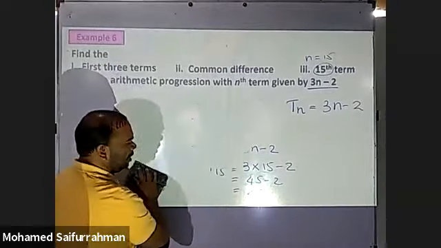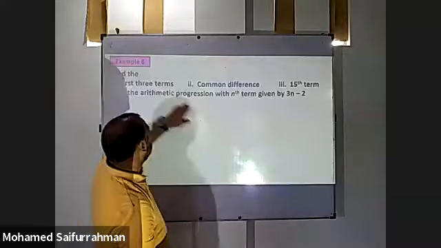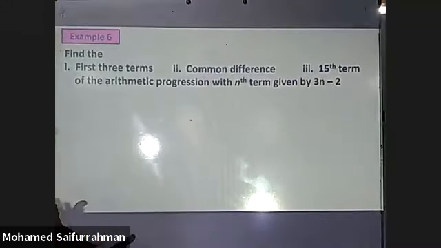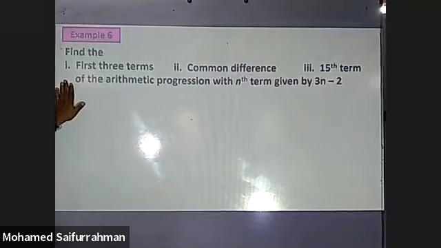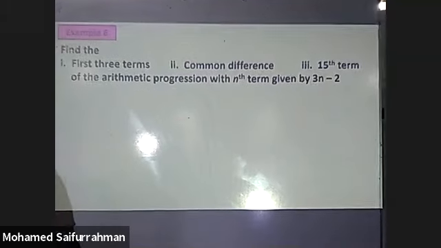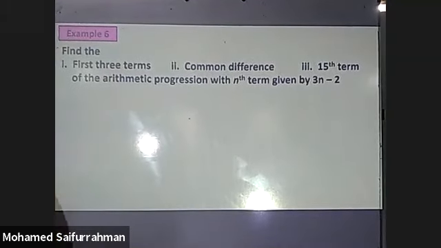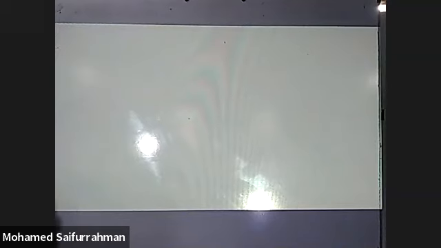Okay, we are discussing how to solve problems using the equation Tn equals a plus n minus 1 times d. And the examples up to 6 we can see here. Each of them is a different type of problem. Okay, let's move to one more question with a different pattern.